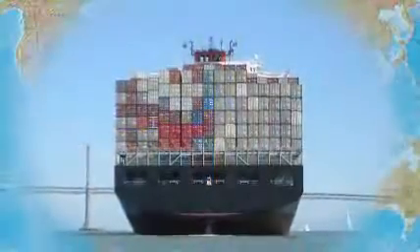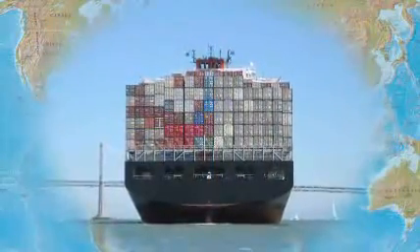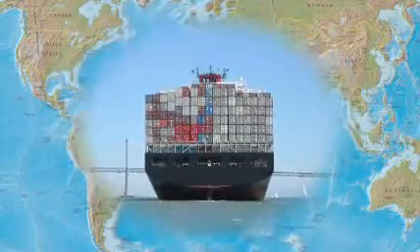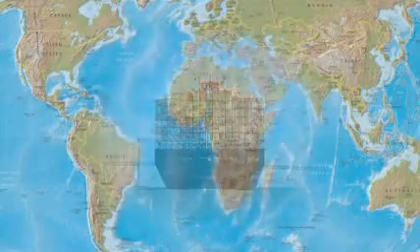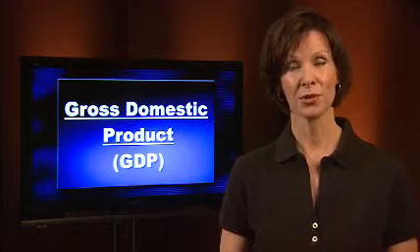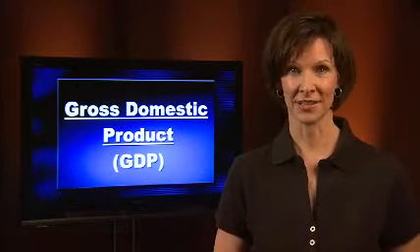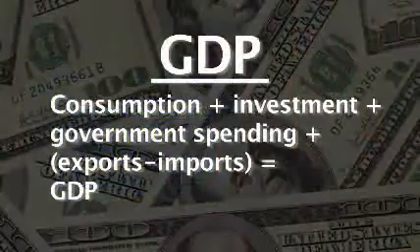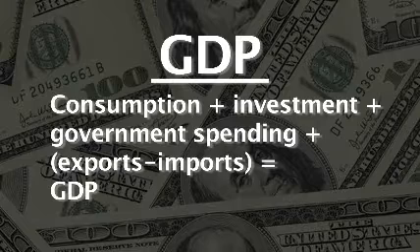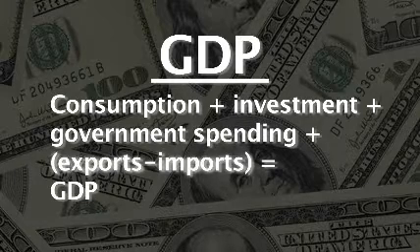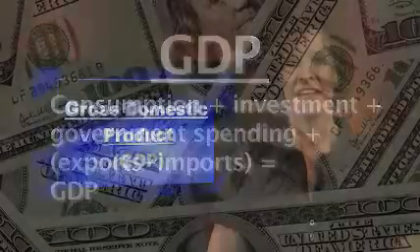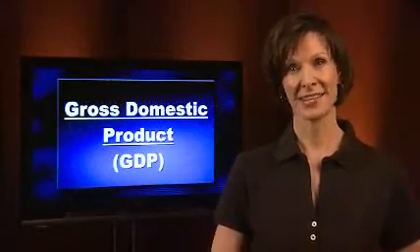The final two elements are exports and imports. Exports are the value of all goods and services sold to foreign countries, while imports are everything the country buys abroad. For the GDP calculation, imports are subtracted from exports to arrive at what is called a net figure. So, the formula for calculating the GDP is consumption plus investment plus government spending plus exports minus imports equals the GDP.